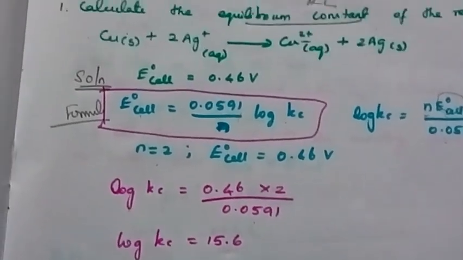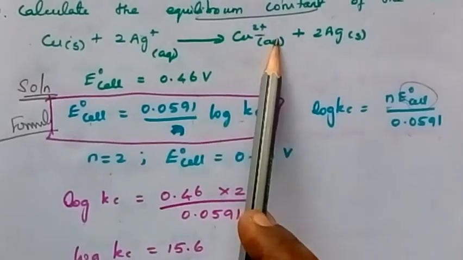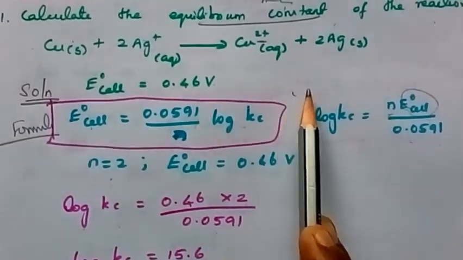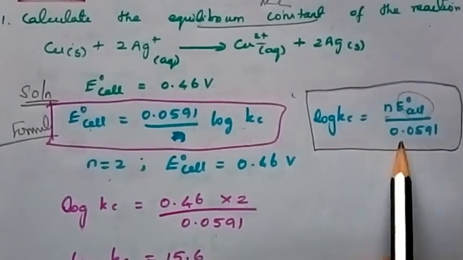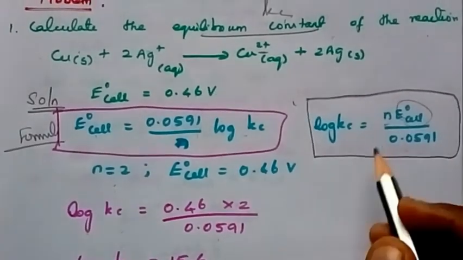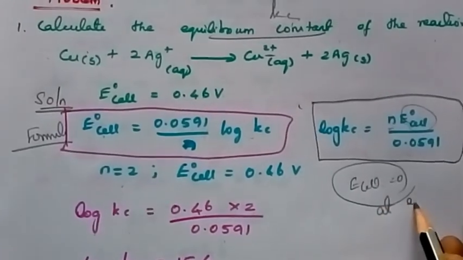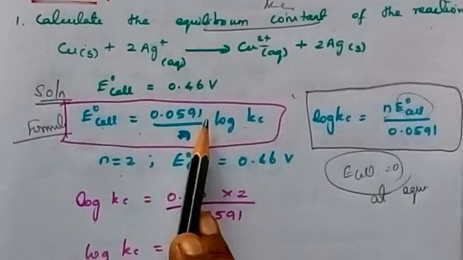So what is given here? In this problem we are going to calculate the equilibrium constant. The overall reaction is given and the E naught value is given. First we must know the formula. For the equilibrium constant, the formula is log Kc is equal to N E naught of the cell by 0.0591. Why don't we write E cell? E cell is 0 at equilibrium. So that is why we use this one.